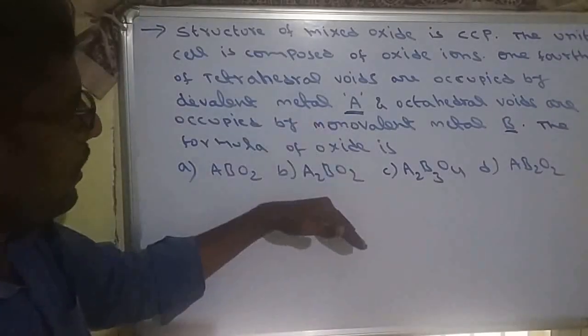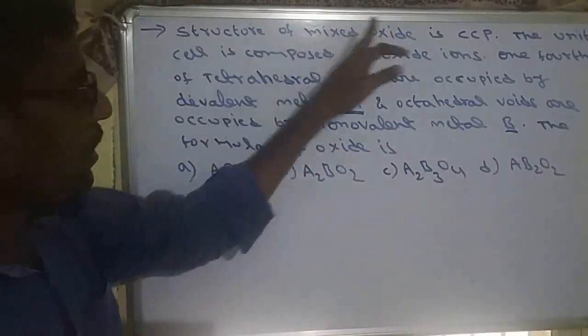So first of all, how to identify? The unit cell is composed of oxide ions.